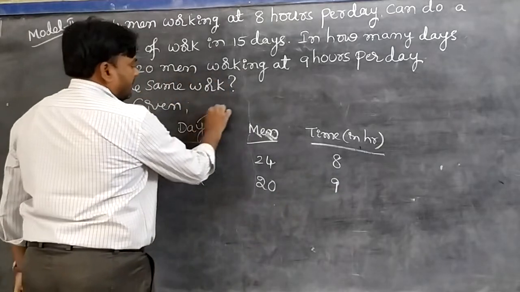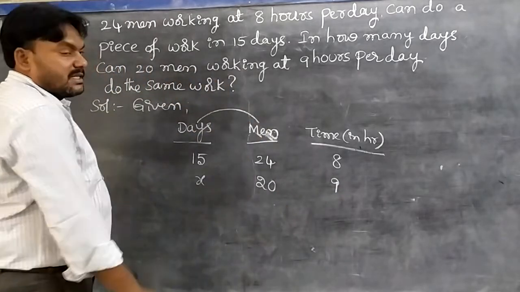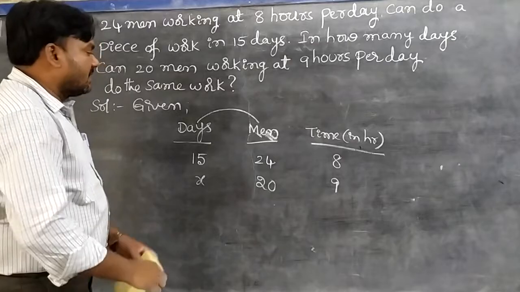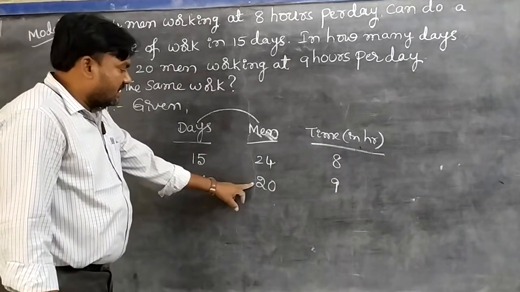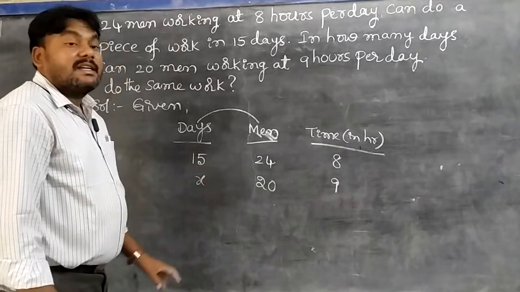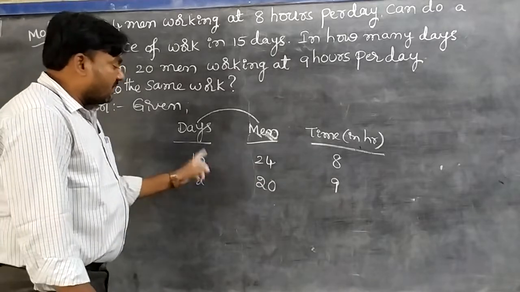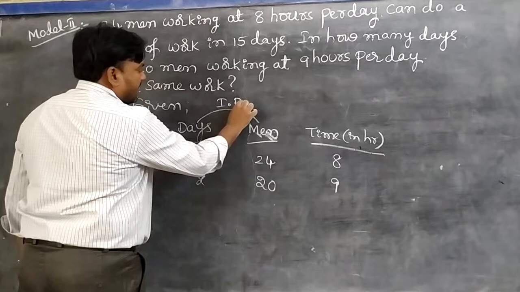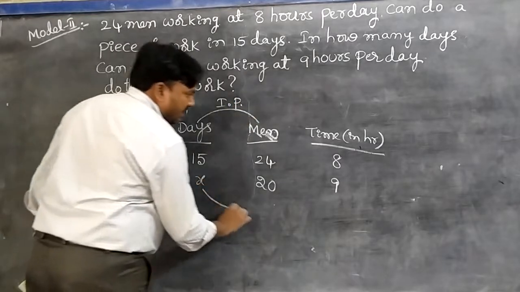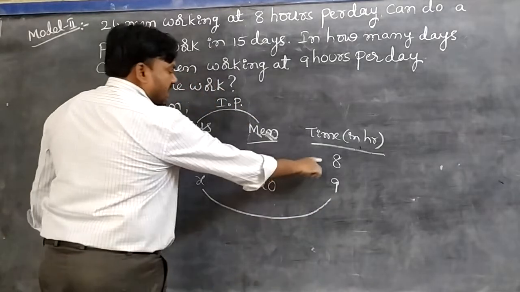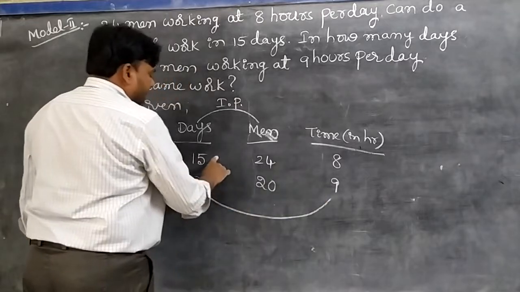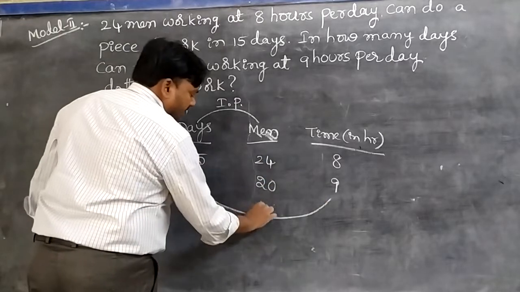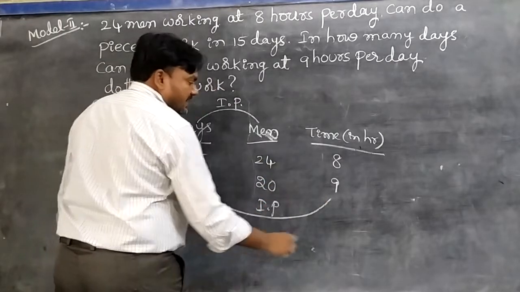Okay. So men and days are always inversely proportional to each other. If men decrease, automatically days increase. One decreases, the other increases. Both are inversely proportional to each other. And coming to first and last, if time increases, automatically days decrease. That means both are inversely proportional to each other.